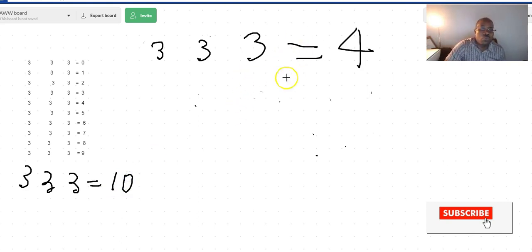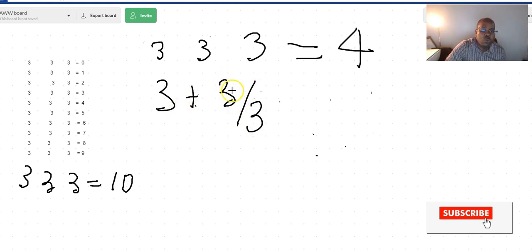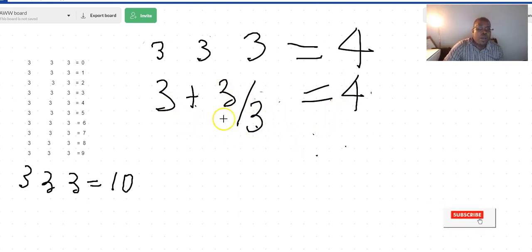Okay, so we are at 4. For this one, what we can do is 3 plus 3 over 3. That gives 1, and 3 plus 1 gives 4. So you know priority of operations: this gives you 1, and 3 plus 1 gives you 4. Okay? Let's go for 5.